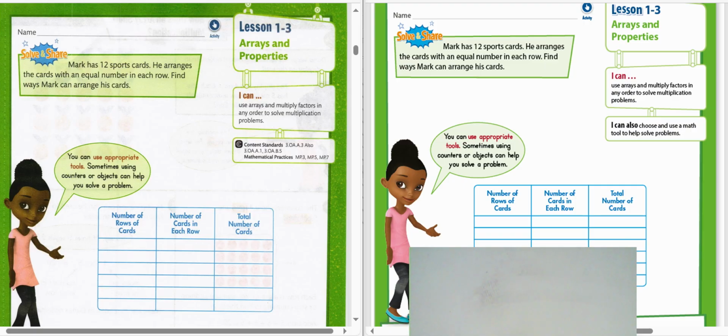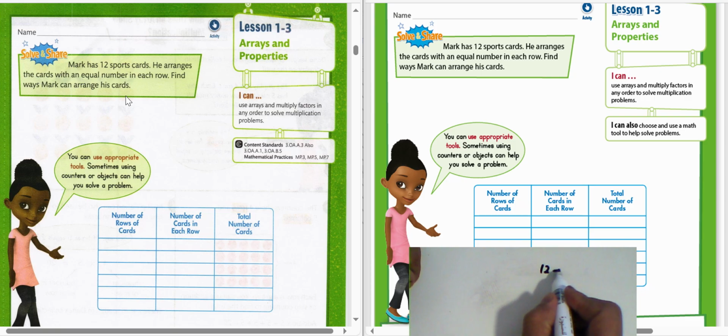Look at this question here, solve and share. Mark has 12 sports cards. He arranges the cards with an equal number in each row. Find ways Mark can arrange his cards. How can we write 12? We can arrange by vertical and horizontal.